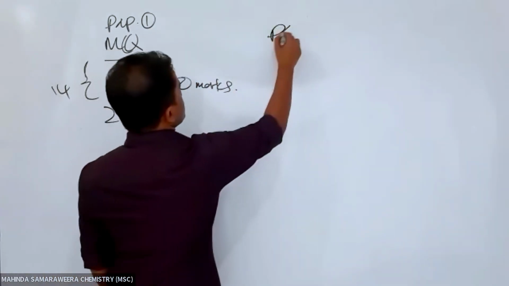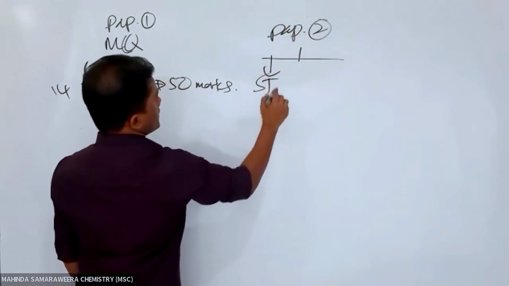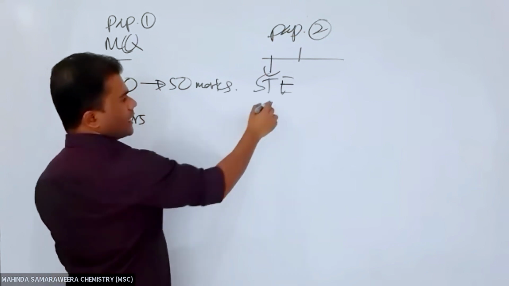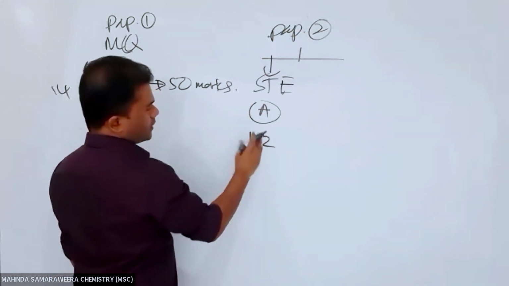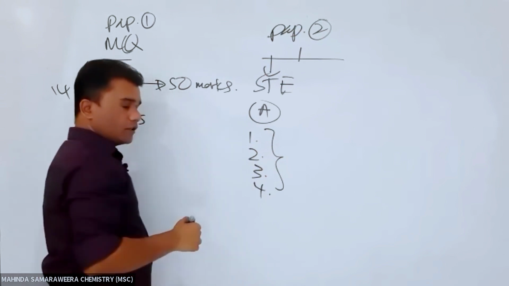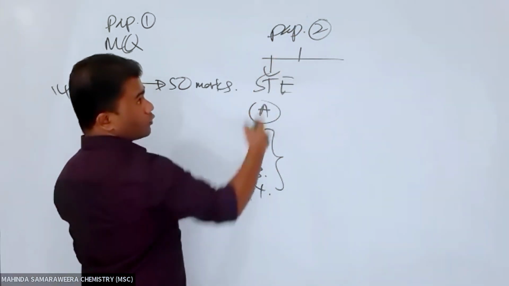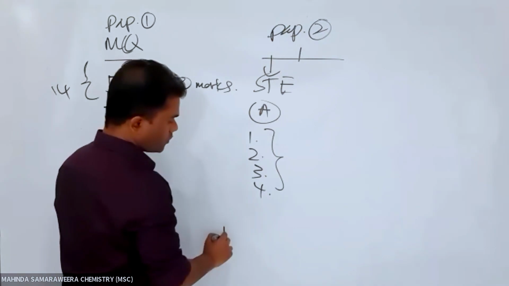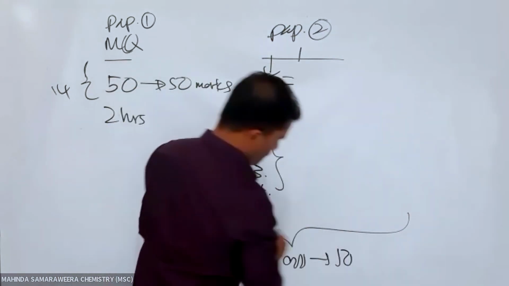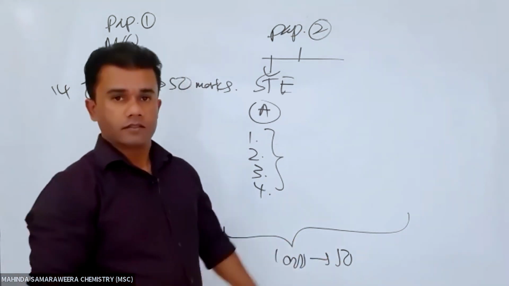Paper 2 has 2 parts, mainly structured essay. Structured essay has 4 questions, 1, 2, 3, 4. These are compulsory. You should answer all these 4 questions. Actually, for paper 2, the marks given are 1,000. Out of 1,000, they give marks. But finally, it is reduced to 50. By dividing the total marks by 20, it can be taken to 50.